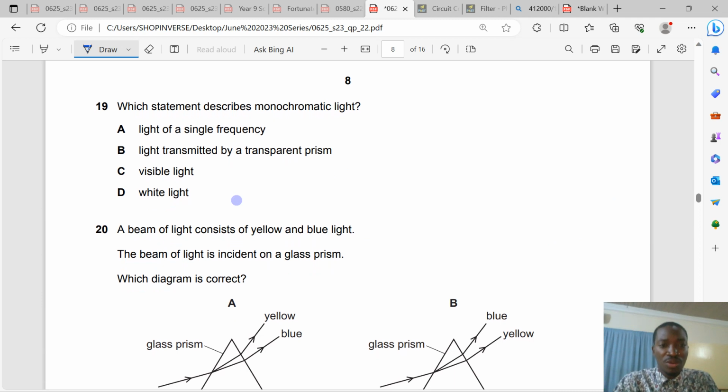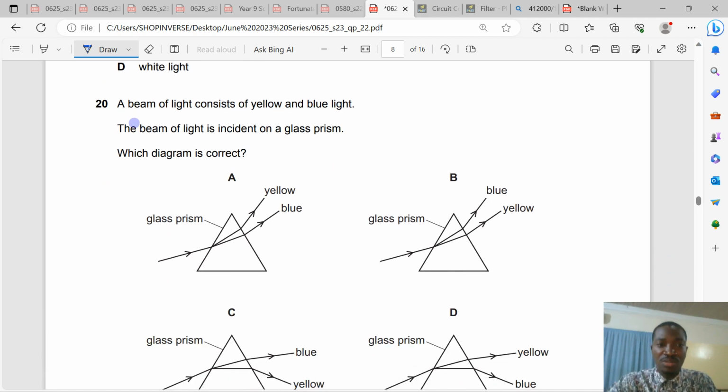Question 19. Which statement describes monochromatic light? Monochromatic light is light that has only one wavelength, or light of only one frequency. That's what I mean by monochromatic. Light of a single frequency. Option A is the correct answer to question 19.